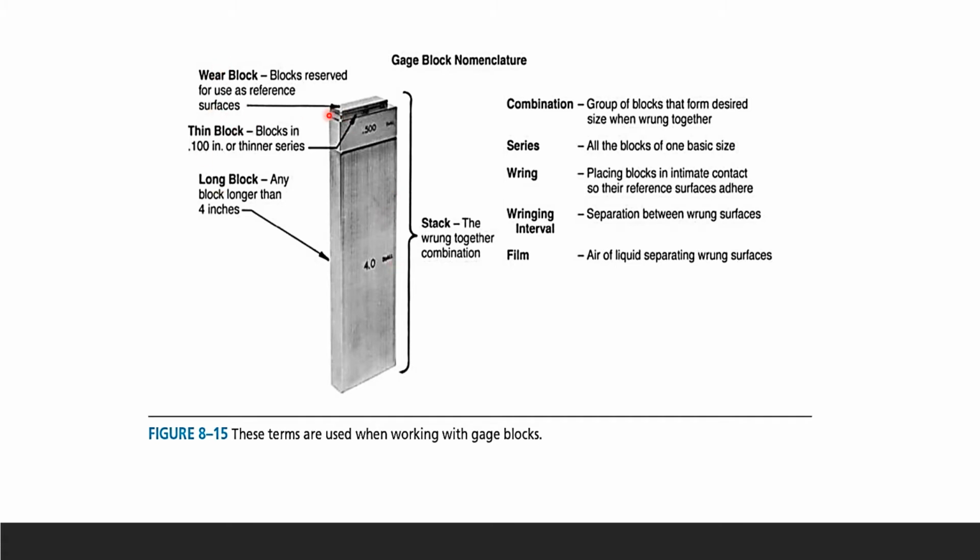Wear block is nothing but the blocks reserved for use as reference surface. Thin block, right in there. So a block 0.100 inch or thinner series, really thin. A long block is something that you can really hold. So any block longer than 4 inches is called a long block.